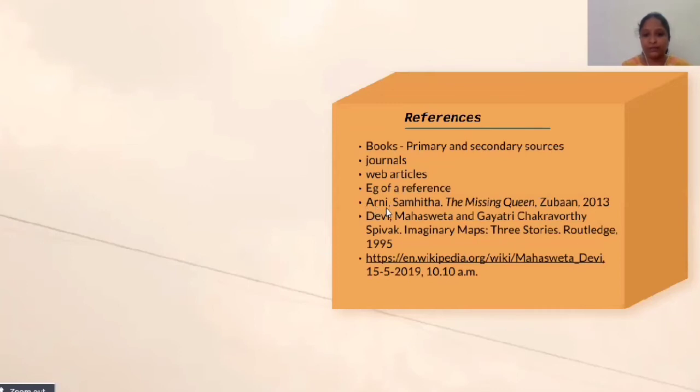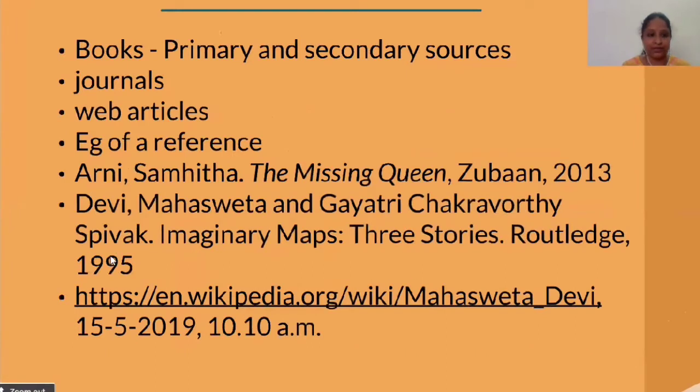So the surname should come first. It should be separated by a comma. Then the name, capital A, capital S, then full stop over here. And The Missing Queen, this is the name of the book. It should be written in italics. Zubaan, this is the publication, the company which has published the book, and in which year it has been published, 2013. Right? If you're writing the text you can also write like this: Devi, Mahasweta, the surname first and then the actual name, and Gayatri Chakravorty Spivak, Imaginary Maps. This is the name of the text. It should be in italics, and these are the publishers, and we have the year.